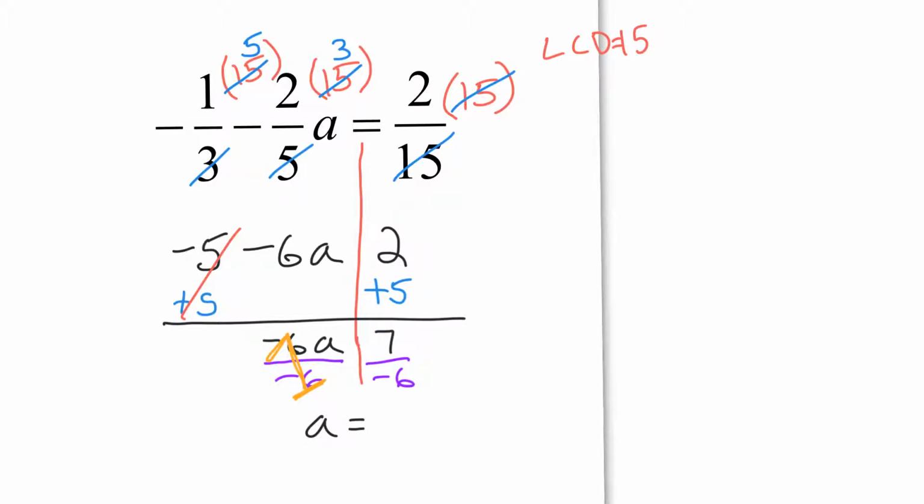So that's my answer. But I'm going to put the negative on the left side of the fraction because that's more common. It's not very common to have the negative on the bottom. Can you have it on the bottom? Yeah, you can, but it's not very common. So I just move the negative on the side of the fraction. And my answer is a equals negative 7 over 6.